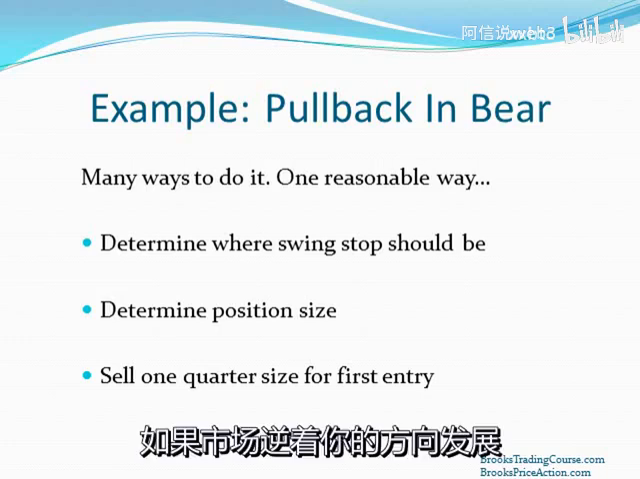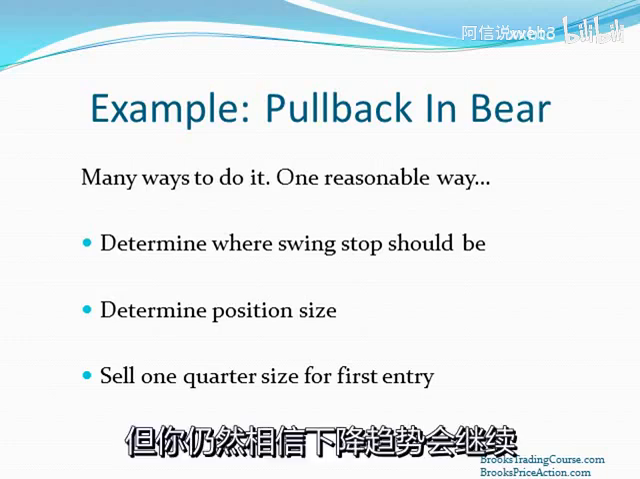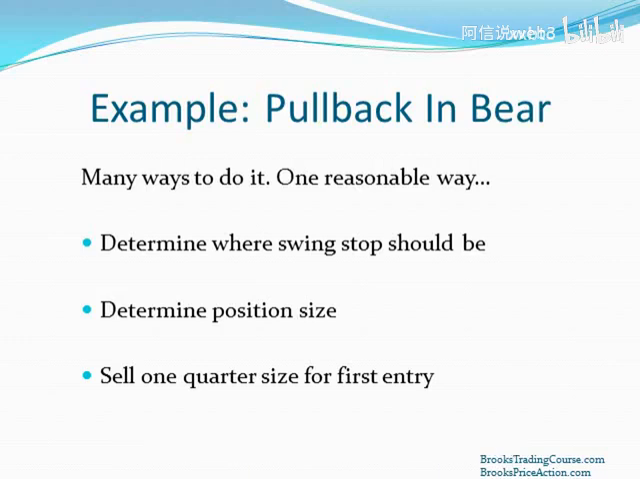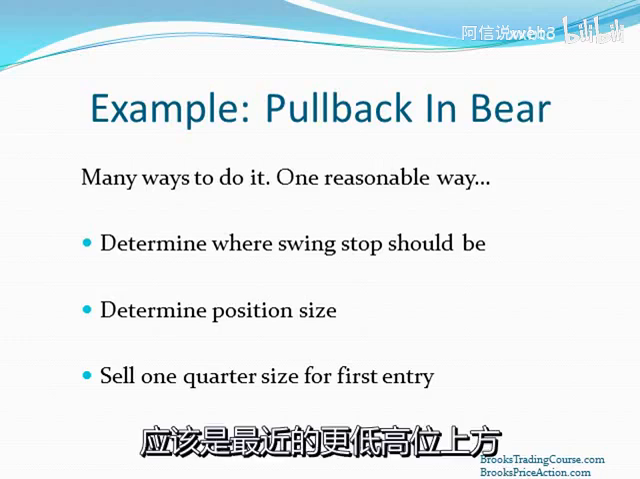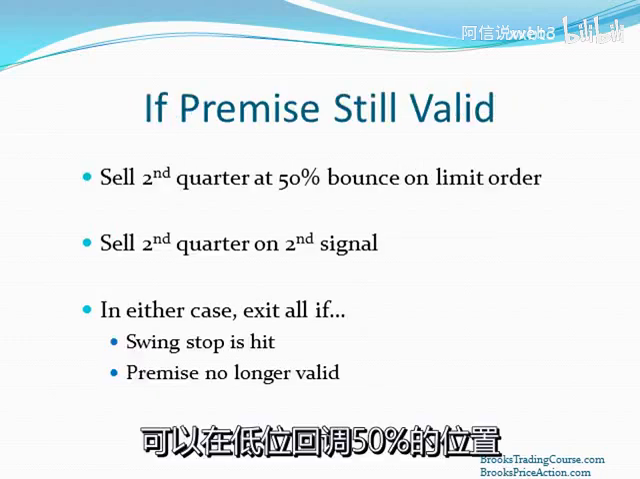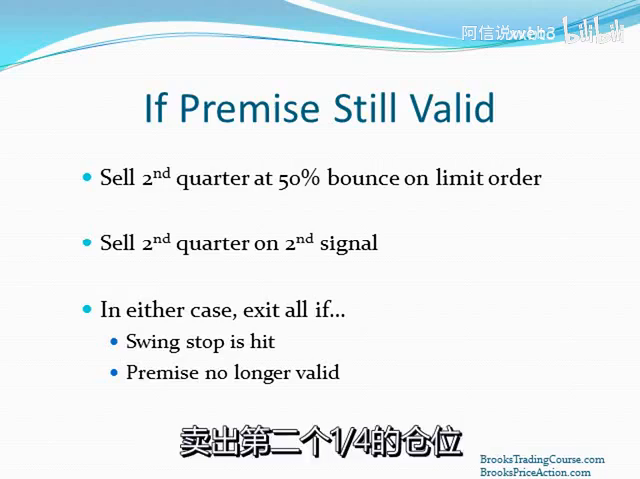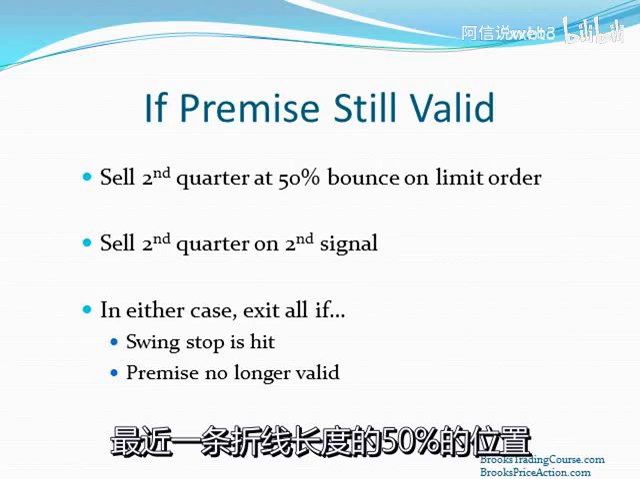If it continues to go against you, but you still believe the bear trend is intact, then add on, again relying on your original swing stop, which is probably the most recent lower high. You could sell the second quarter at a 50% pullback from the low, 50% of the height of the most recent leg.